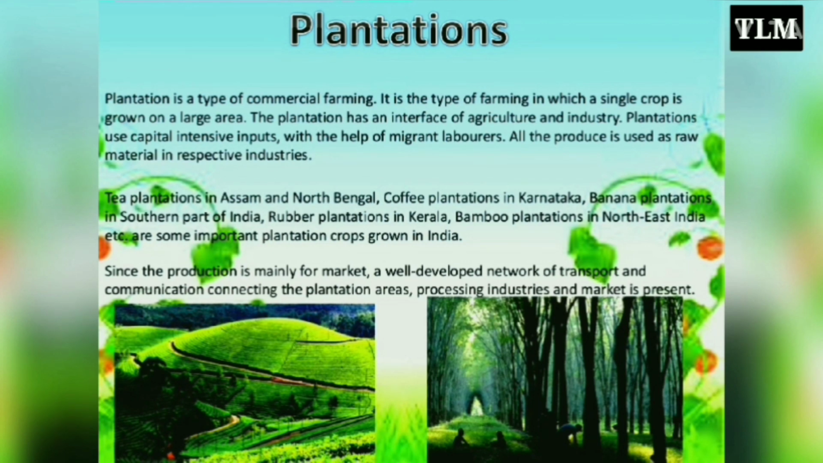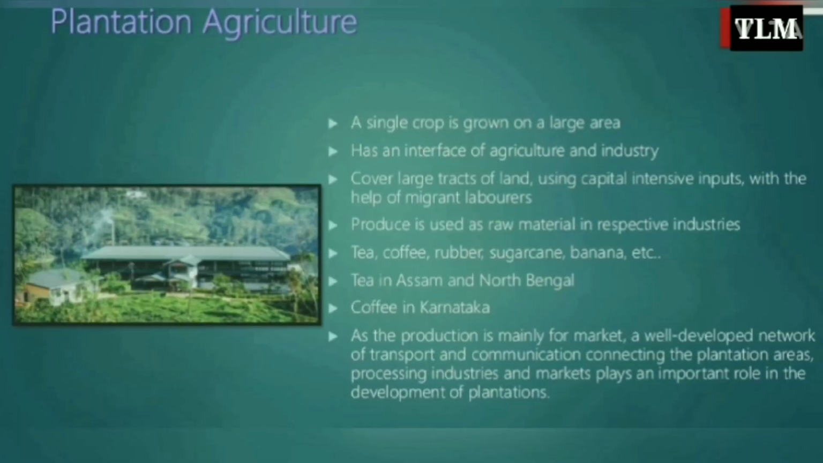Since the production is mainly for market, a well-developed network of transport and communication connecting the plantation areas, processing industries, and market is present. Given images here are the example of plantation agriculture. Now let's see the key points of plantation agriculture.